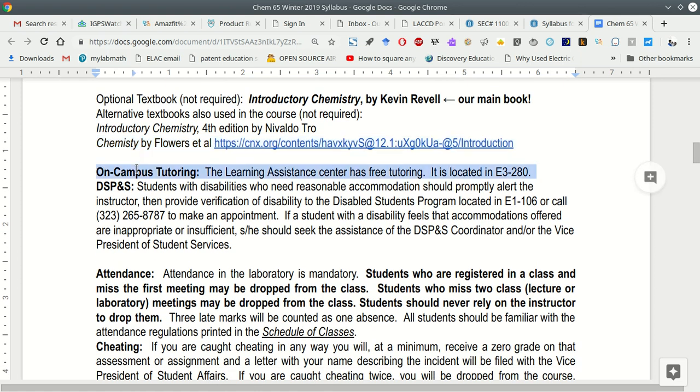If you need tutoring, Chem 65 tutors are available in the Learning Center, and there is its room number right there. If you have a disability and you need extra time on an exam, please go to the disability office or call them at this phone number, and they will make arrangements. They'll give you a form, which you will give to me, and then I will give your exams to them, and they will proctor your exams in their office, not with the rest of us.